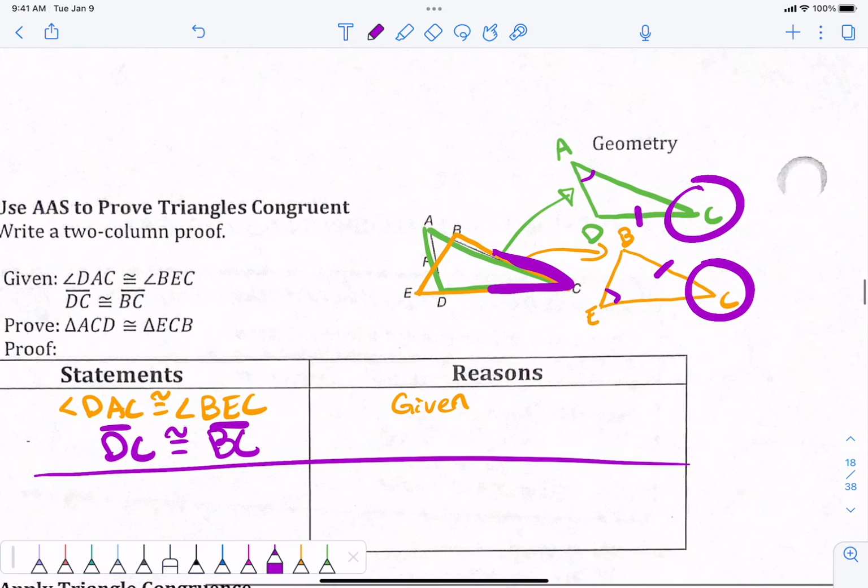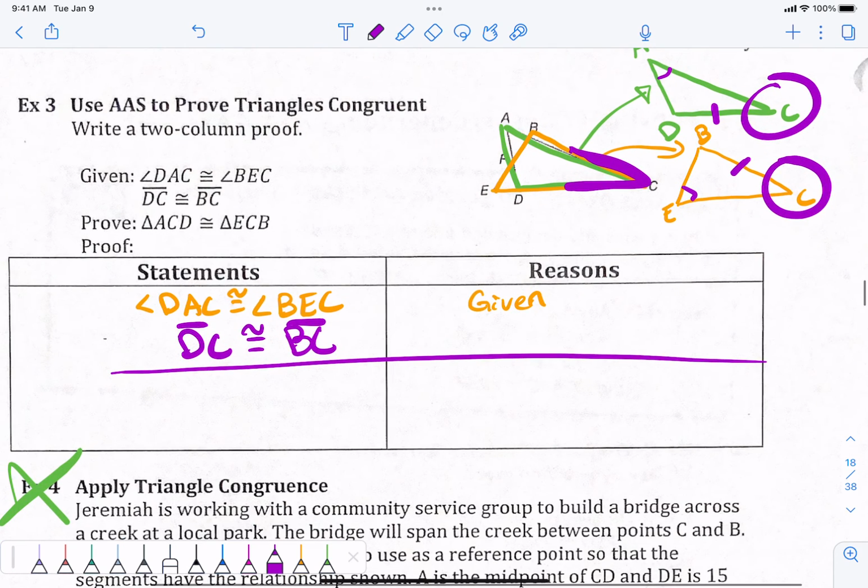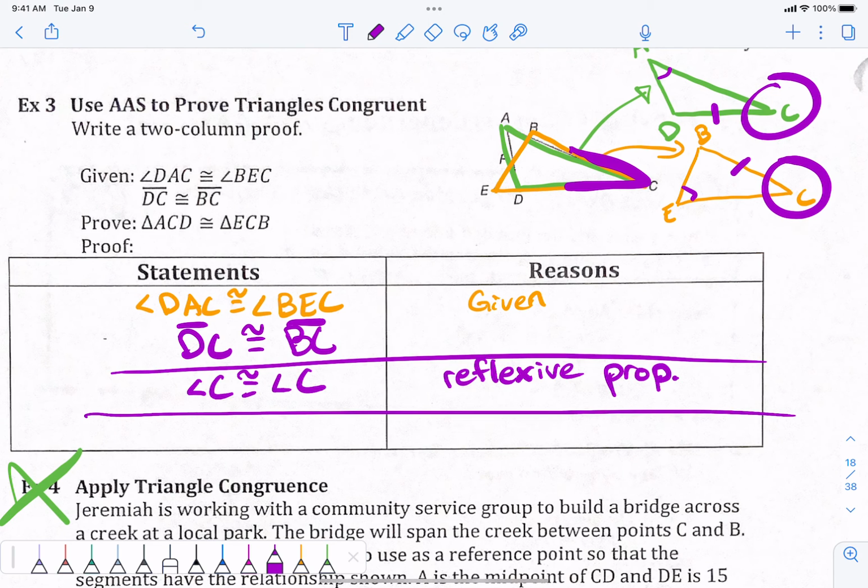This is the first time that we've done this where we have angle C is congruent to angle C, and that is the reflexive property. That's the first time that we've done the reflexive property for angles. It works for angles just the same way as it does for sides, right? Normally we're used to doing AB and AB or something like that, but angle C and angle C are the same angle C, right? Reflexive property, done.